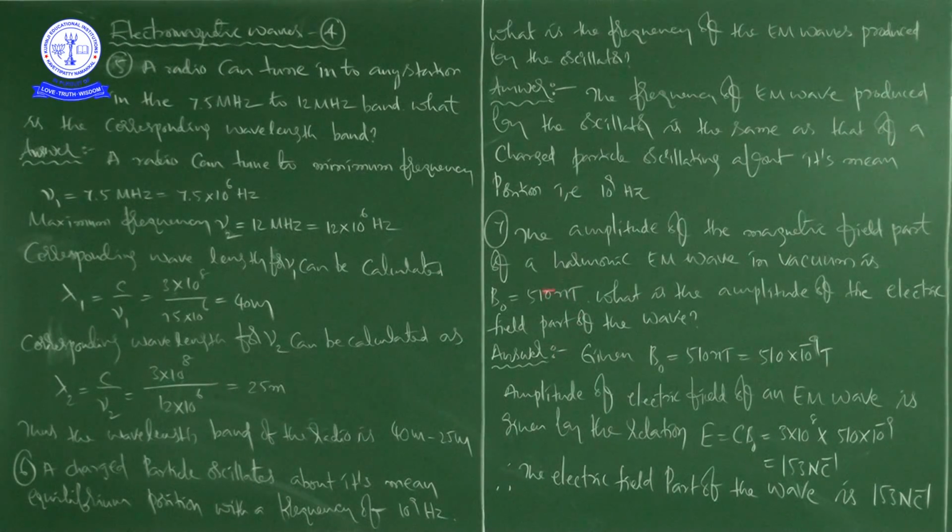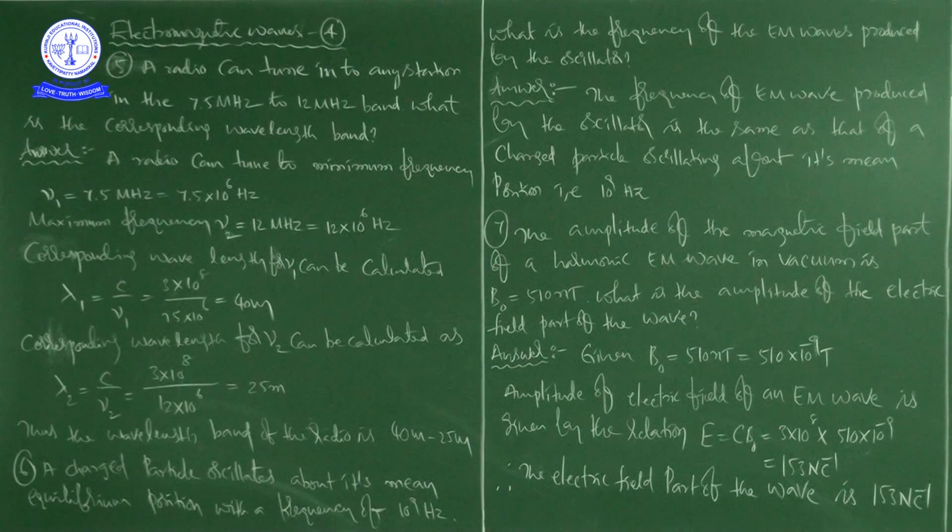nanotesla. Nano means 10 to the power minus 9. So you can write it as given B naught is equal to 510 nanotesla, that is 510 into 10 to the power of minus 9 Tesla. What is the amplitude of the electric field part of the wave? By giving the amplitude of the magnetic field part of a harmonic electromagnetic wave in vacuum, he is asking the amplitude of the electric field part of the wave.